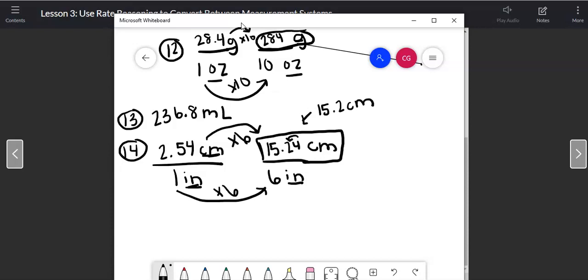We flip to the back side because we're on page 198, number 15. Since it's odd, I'll just give you the answer. It should have been 500 kilometers.